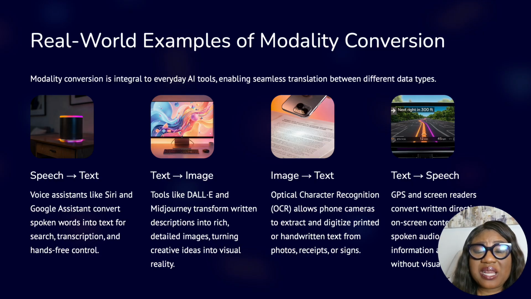We also have optical character recognition, which we call OCR, that allows phone cameras to extract and digitize printed or handwritten text from photos, receipts, or signs. And that is image to text in the real world. Another one is GPS and screen readers that can convert directions or on-screen text into spoken audio, without any visual input. And that is a real-world example of text to speech.